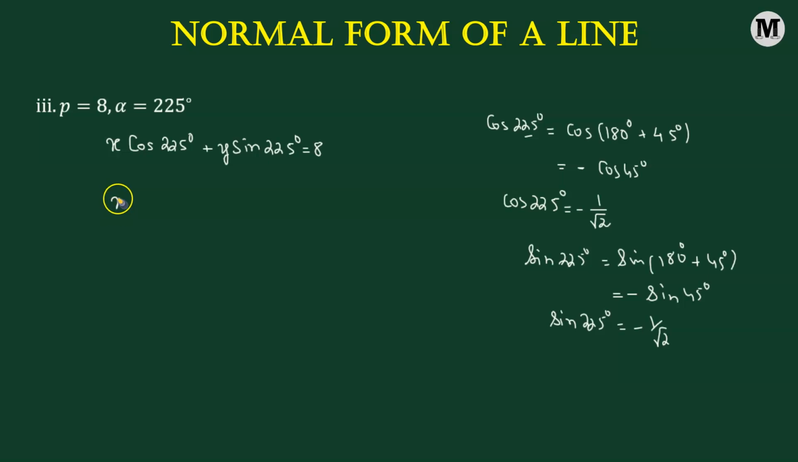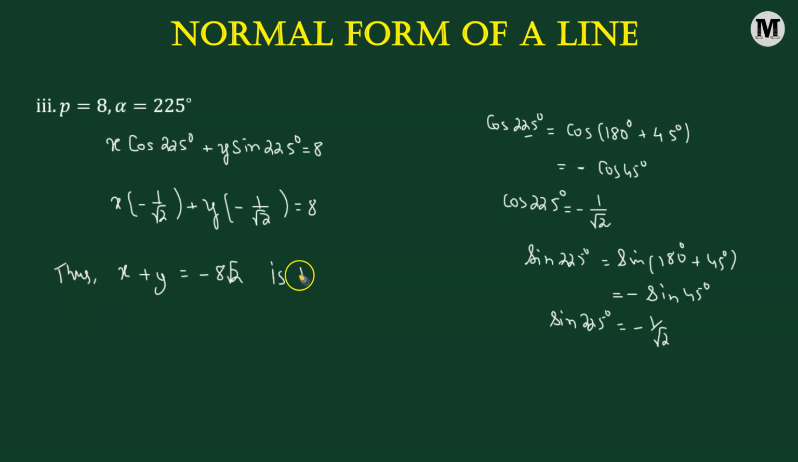Let's substitute these values. So we have x times negative 1 over square root of 2 added to y multiplied by negative 1 over square root of 2 equals 8. Or we can multiply throughout with negative square root of 2. So we get x plus y equals negative 8 times square root of 2. And this is going to be the required equation. Thus, x plus y equals negative 8 times square root of 2. That is the required equation of the straight line.